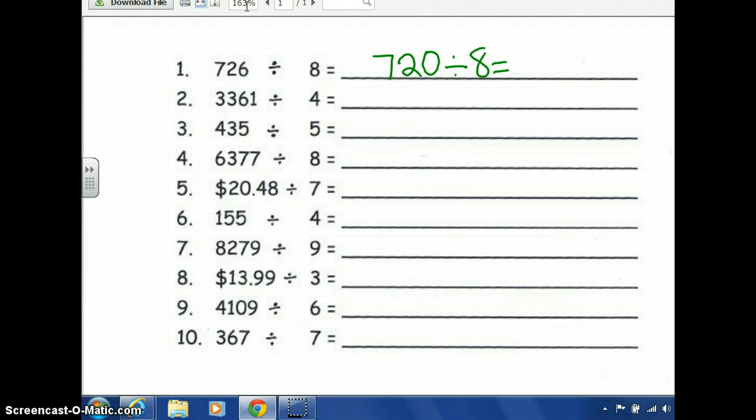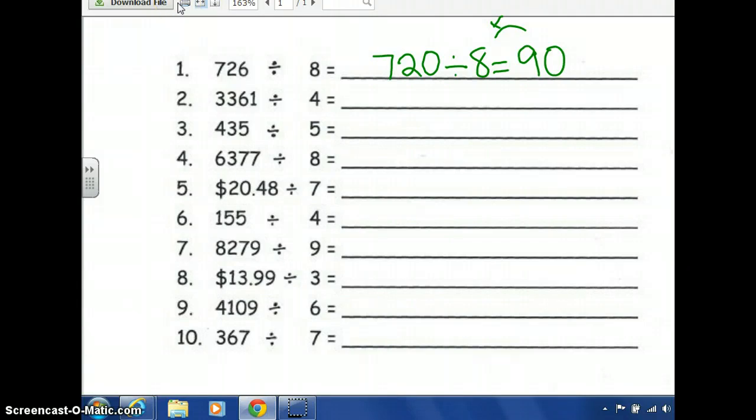Who can do this one in their head? Cole? Good. To check yourself, 90 times 8 should give you 720. So the first one was the easiest one. Everybody with me so far? All right, let's move on to problem number 2.